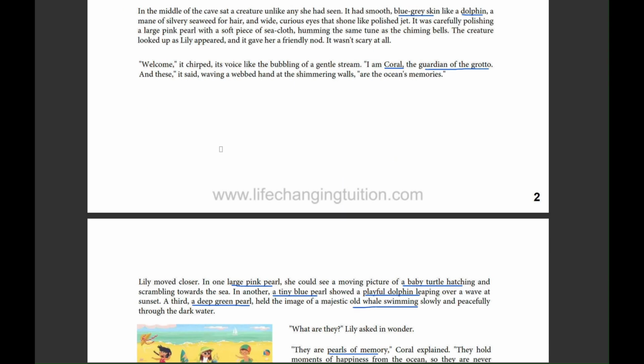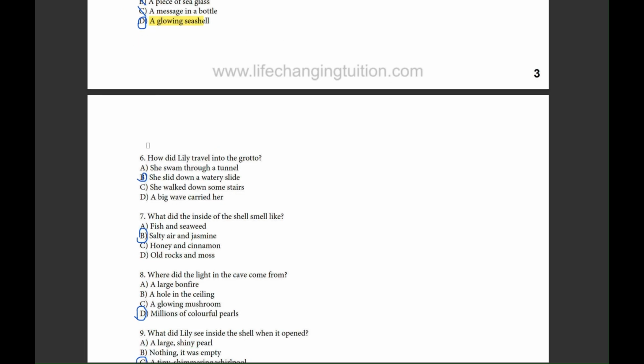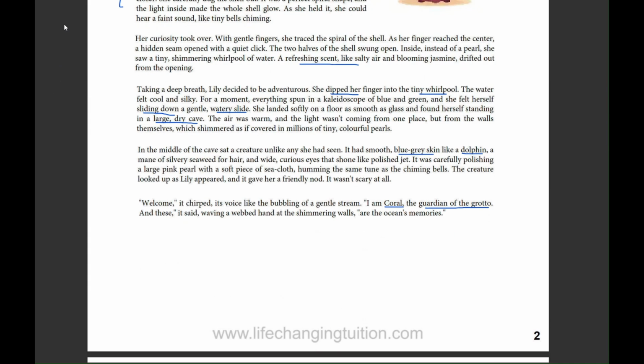How did Lily travel into the grotto? Choices: A. She swam through a tunnel, B. She slid down a watery slide, C. She walked down some stairs, D. A big wave carried her. Why not A, C, D? They are not mentioned. Answer: B. She slid down a watery slide into the cave.